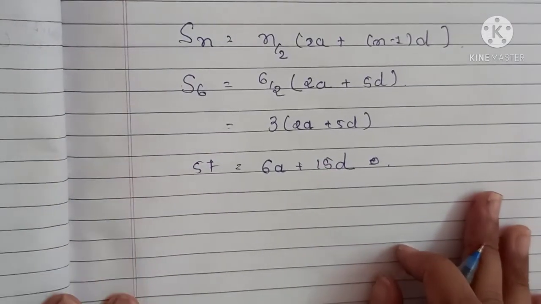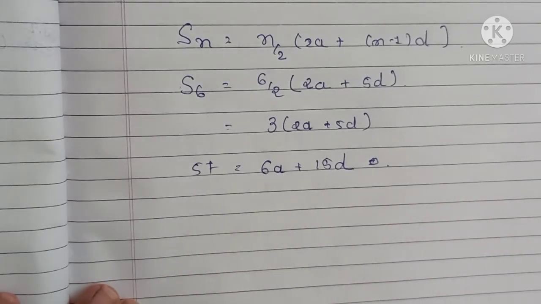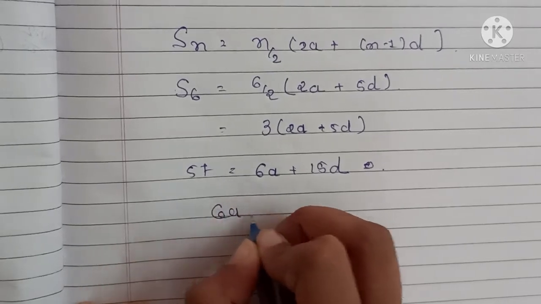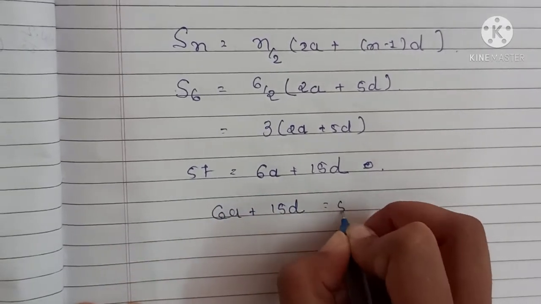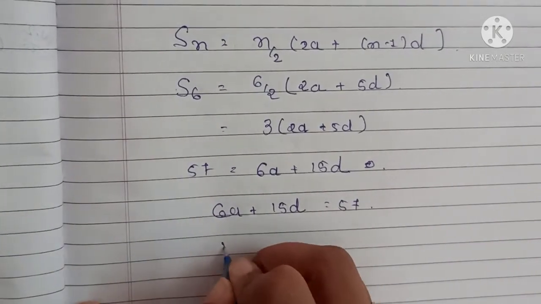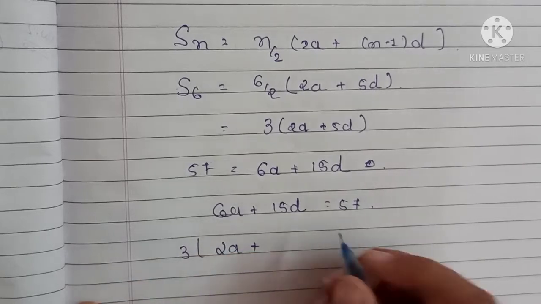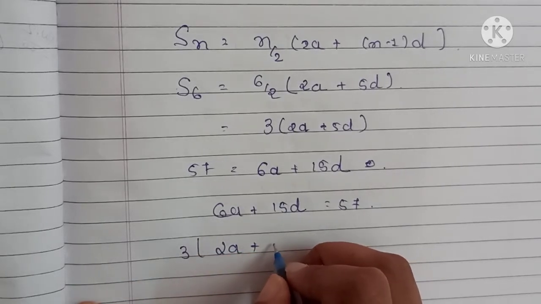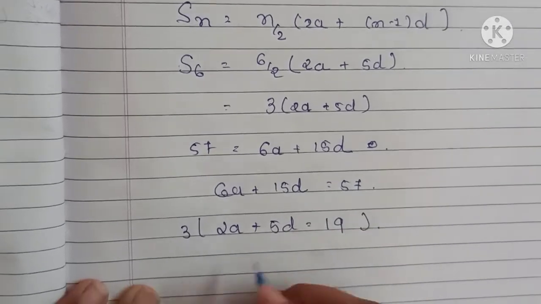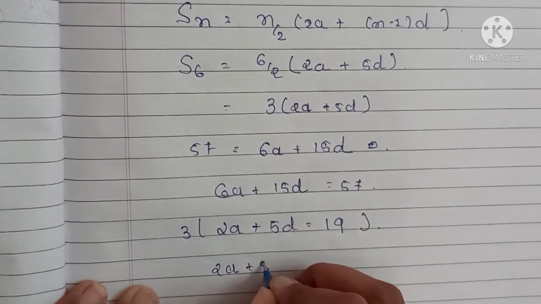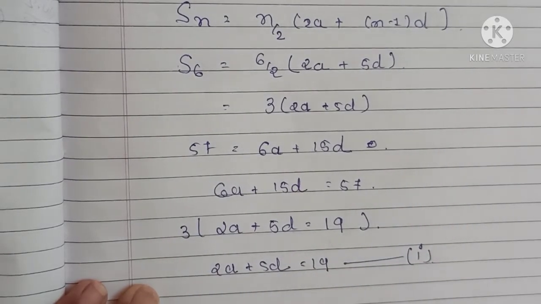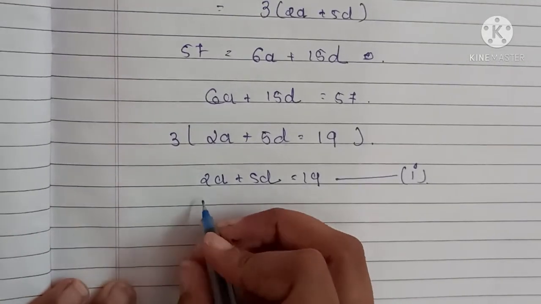So what would be the equation? The equation is 6a plus 15d is equal to 57. Out of this, 3 can be common. So 3 as a common factor, the new equation we will get is 2a plus 5d is equal to 19. That is the first equation. Now the second part is given.